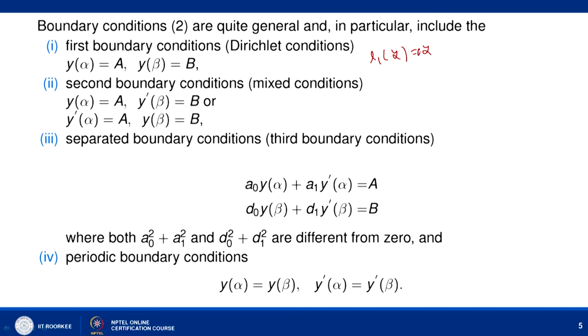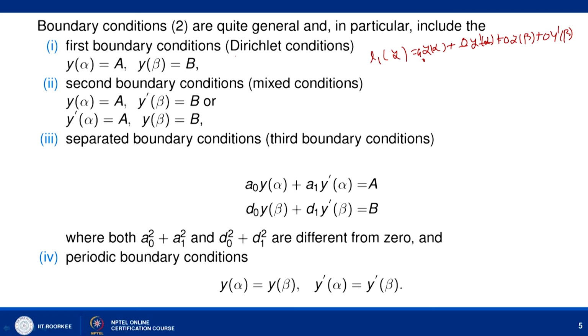So, here we simply say A naught is equal to 1, so y alpha, and all others are 0: 0 y dash alpha plus 0 y beta plus 0 y dash beta. So, it is a particular case of your L1y. Here we simply assume that A naught equal to 1, rest are all 0. Similarly, you assume that C naught is equal to 1, rest are all 0. So, we have the boundary conditions y alpha equal to A and y beta equal to B. We say that it is the first boundary condition, and sometimes we call it a Dirichlet condition.